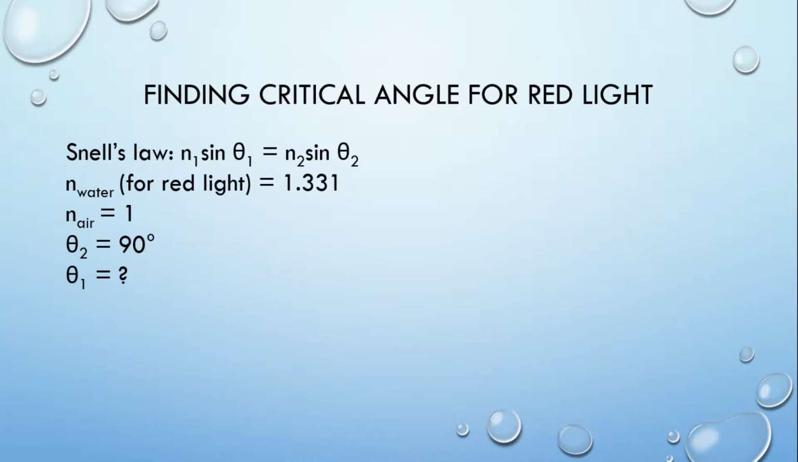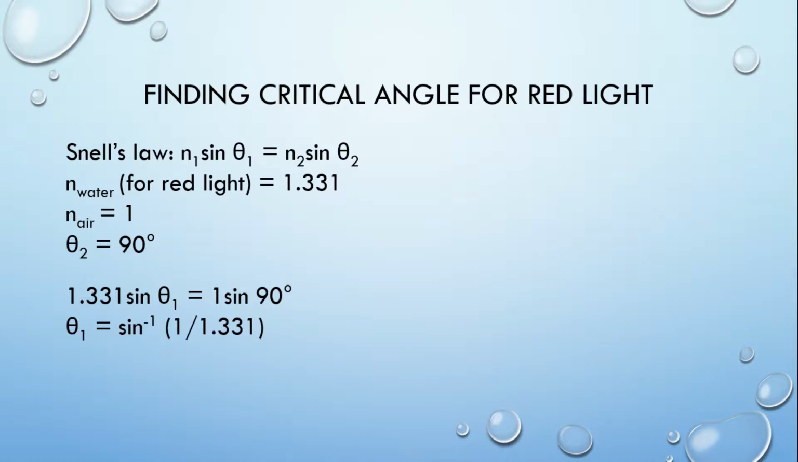Alright, we can start by plugging in our known values. Since the sine of 90 degrees is just 1, we end up with this, which gives us a critical angle of 48.7 degrees. This means that the angle of the red light after the initial refraction needs to be greater than 48.7 degrees, or total internal reflection will not occur.